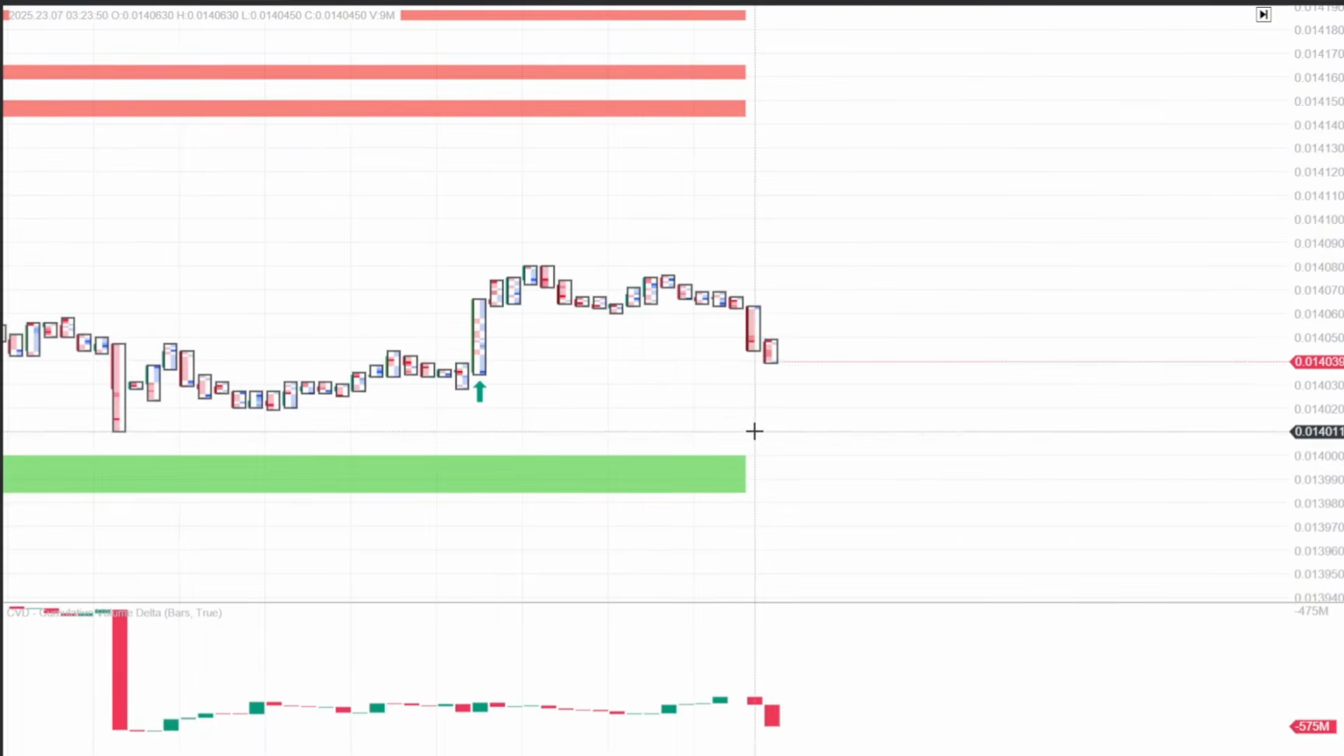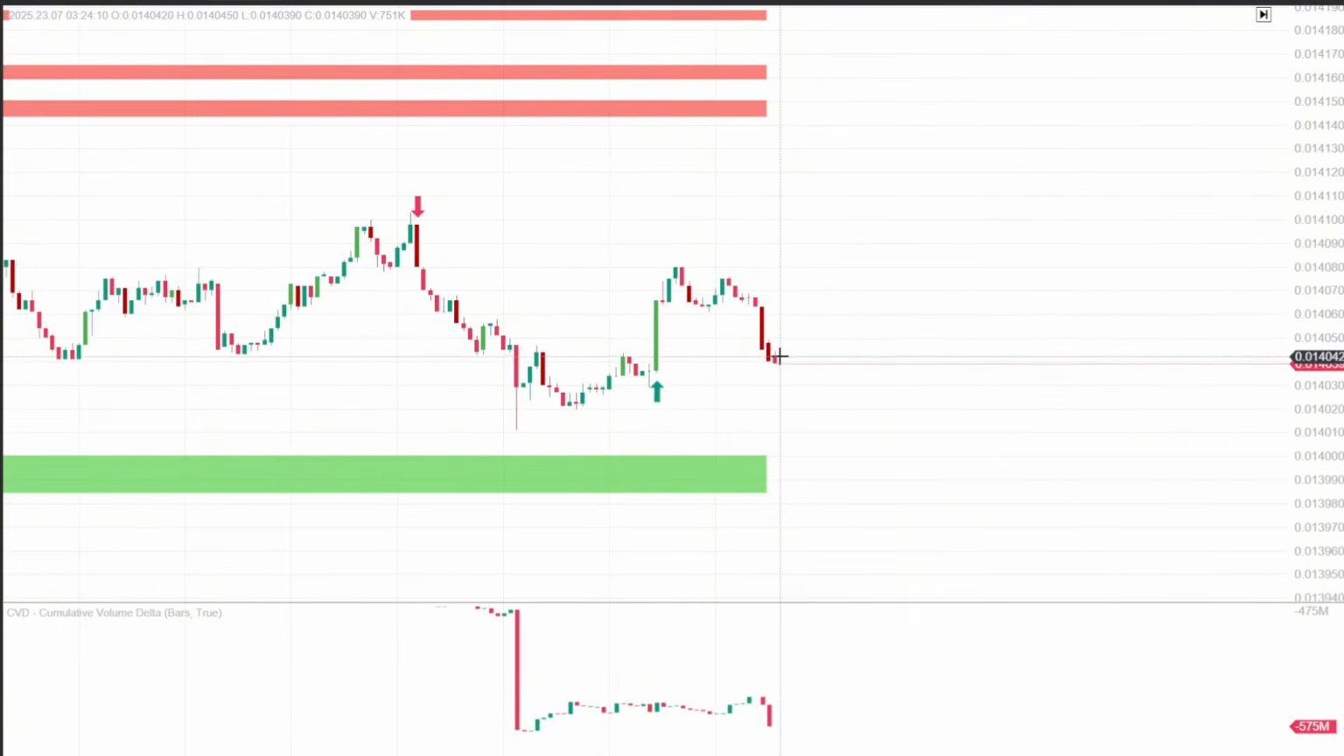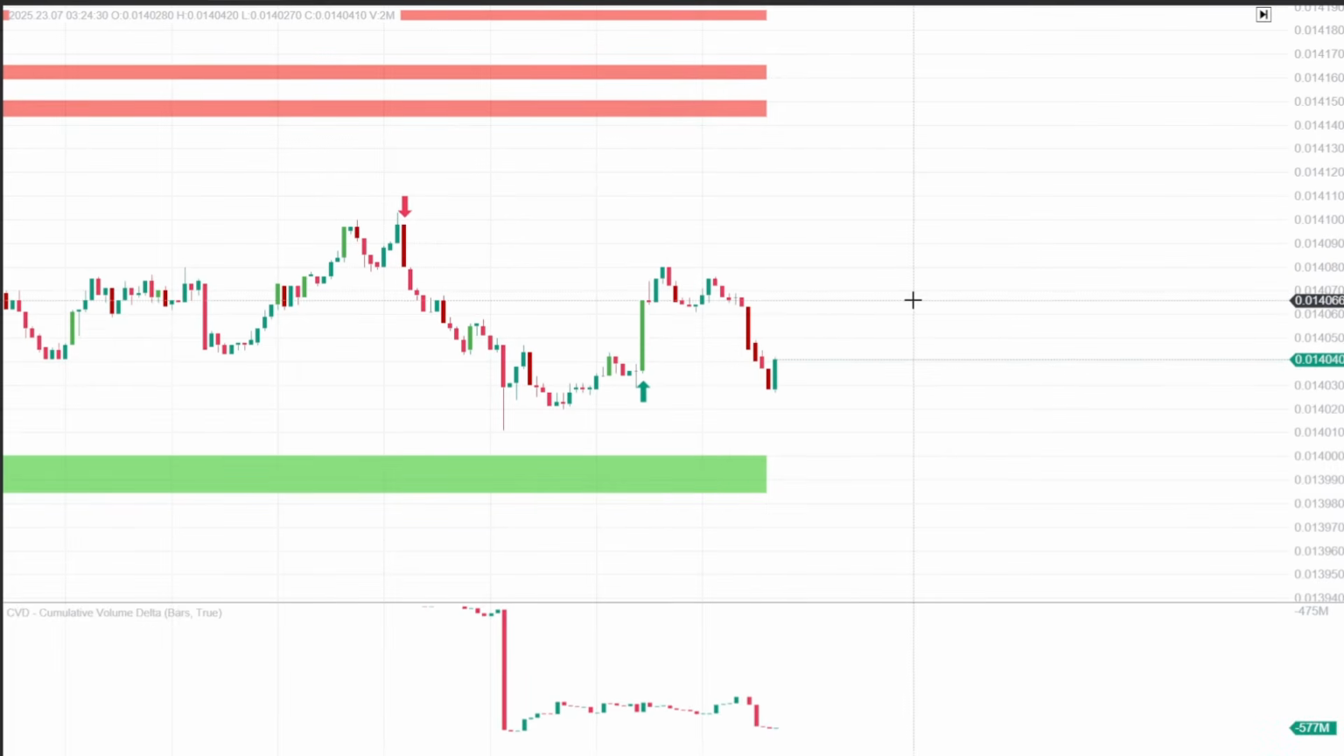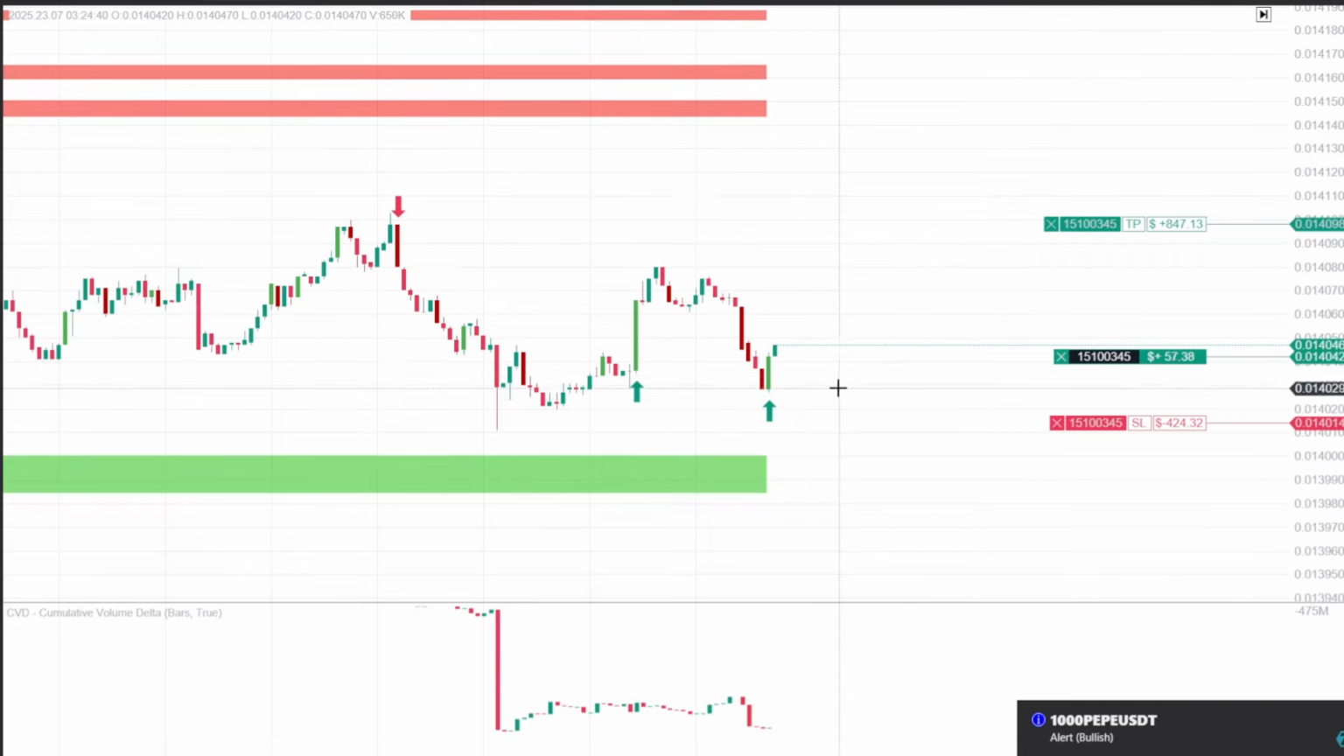Order cancelled. Okay, we get stopped out, guys. So second trade of the day is a loss. As you can see, that delta is negative and the pulse indicator was not quite correct on this occasion, but we're going to keep going, see how it goes. And okay, we actually get a signal. We're going to enter this one.